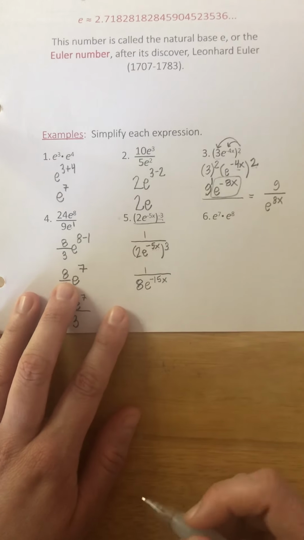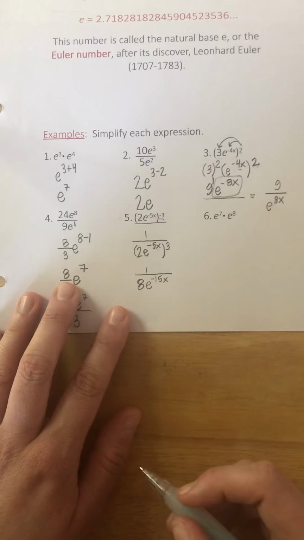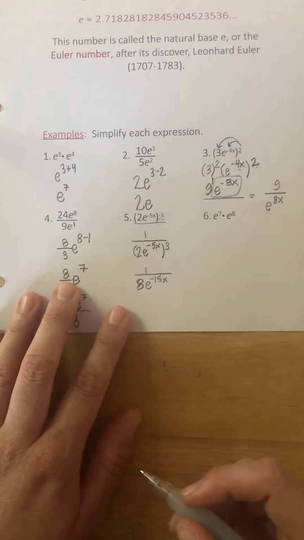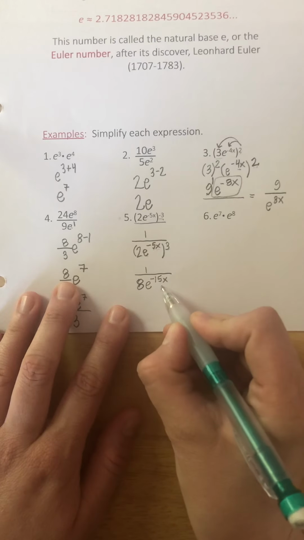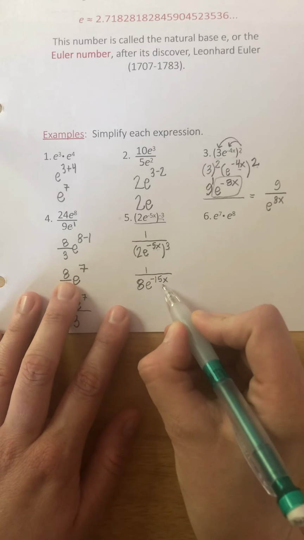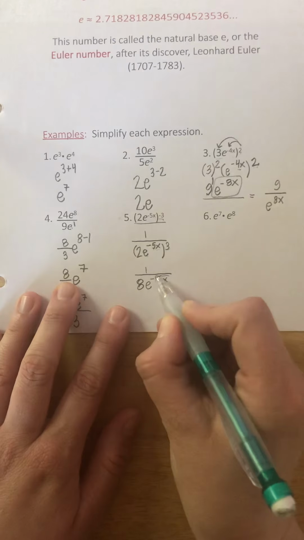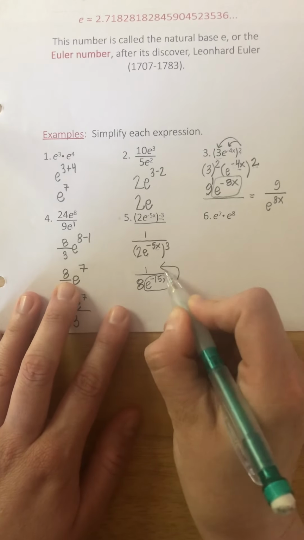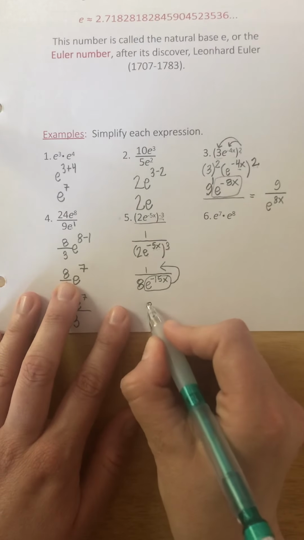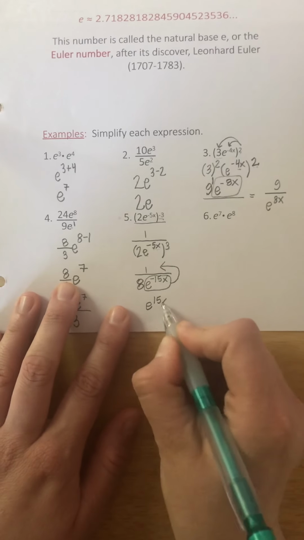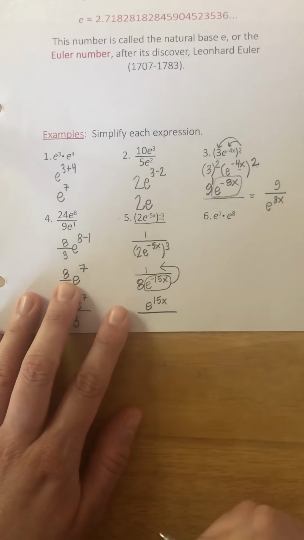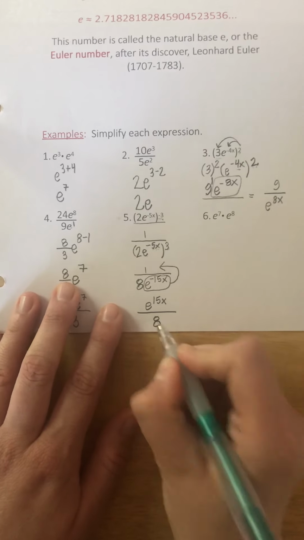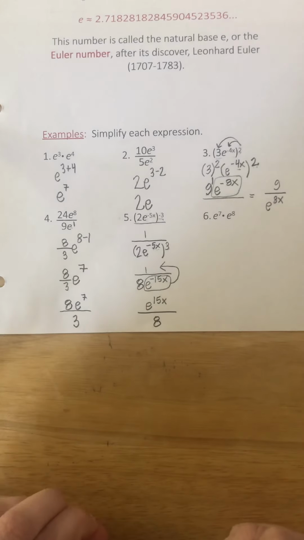Well, what's the problem? That negative exponent, we're not allowed to have it. So we need to move it. Because it's in the denominator, we're going to move it to the numerator. But notice that the negative 15x is only touching the e. So the 8 does not get to move, just the e's. So I'm going to have e to the positive 15x because I've moved it from the denominator to the numerator over 8. The 8 has to stay where it is.